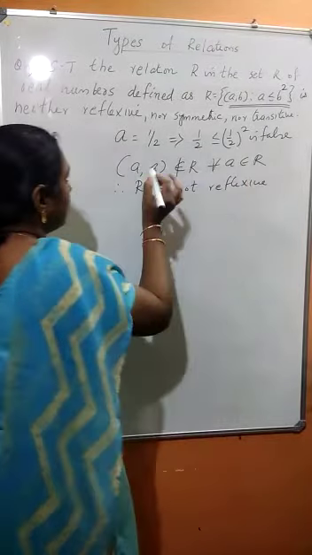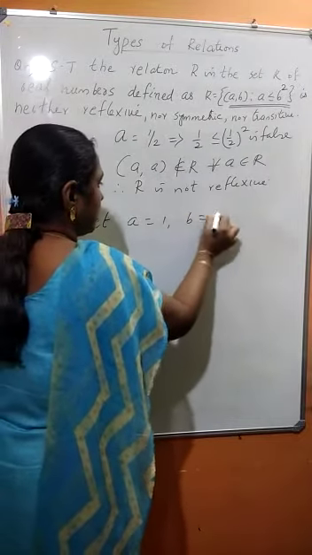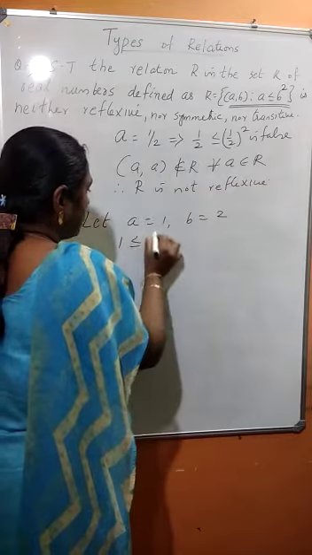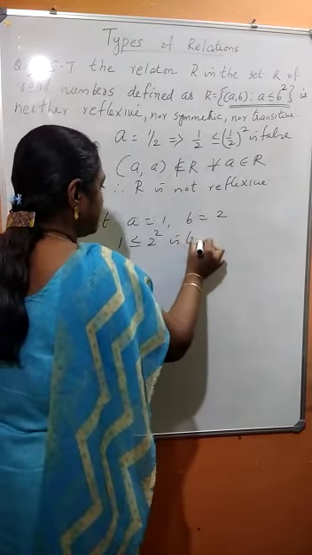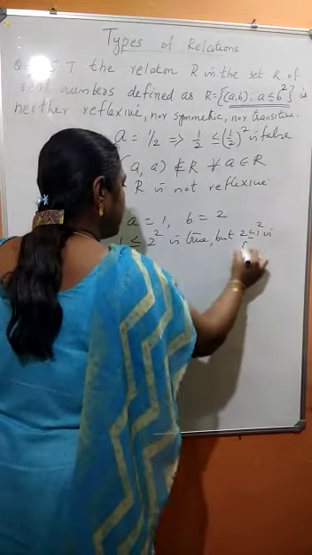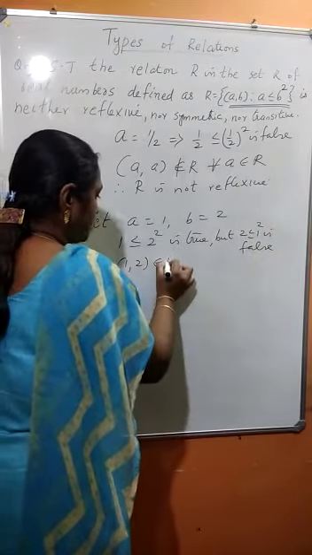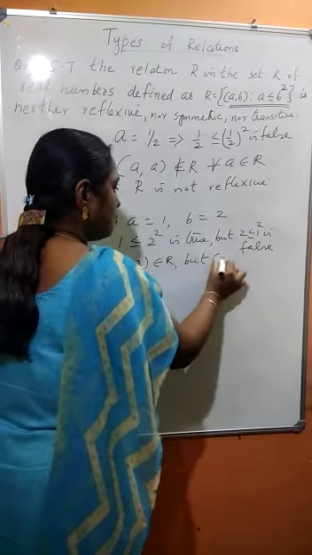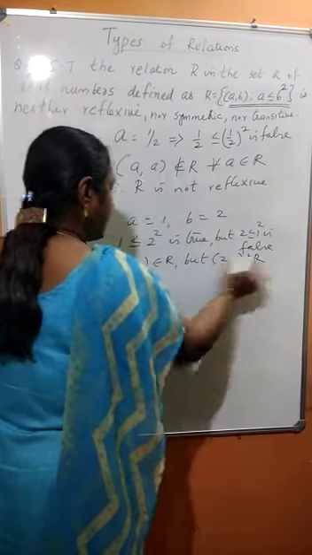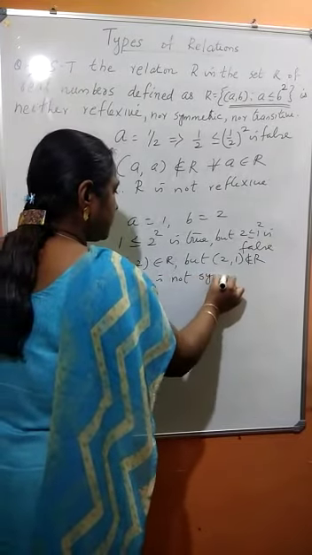Now for proving not symmetric, I am taking a equal to 1 and b equal to 2. So 1 is less than or equal to 2 squared is true, but 2 is less than or equal to 1 squared is false. So we can say that (1, 2) belongs to R, but (2, 1) does not belong to R. So we can conclude that R is not symmetric.